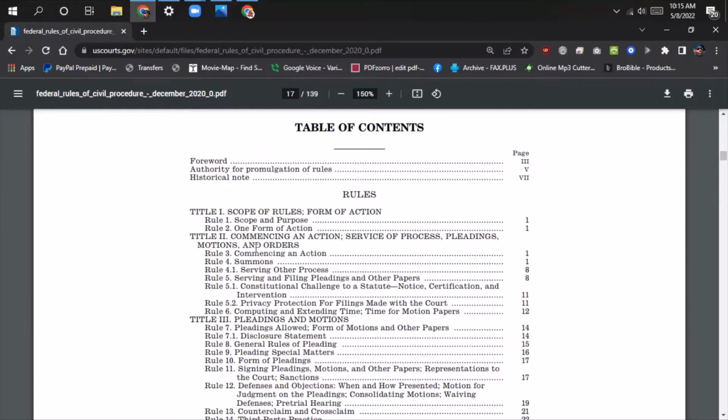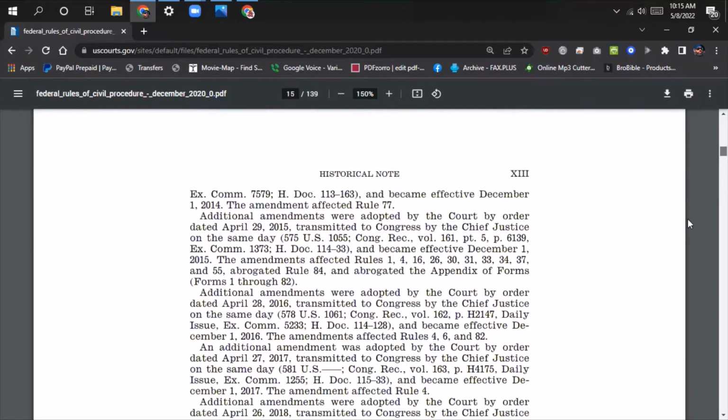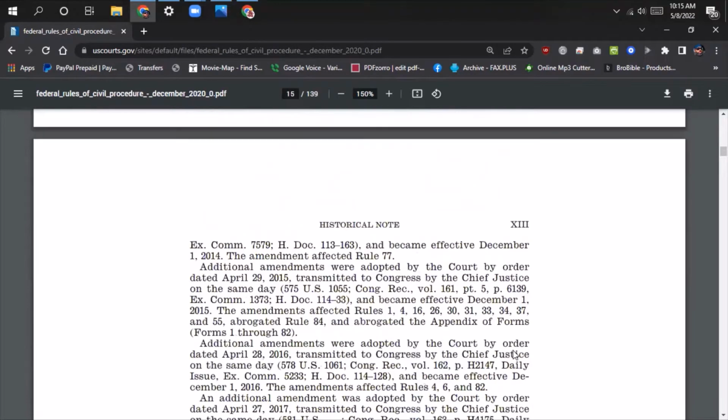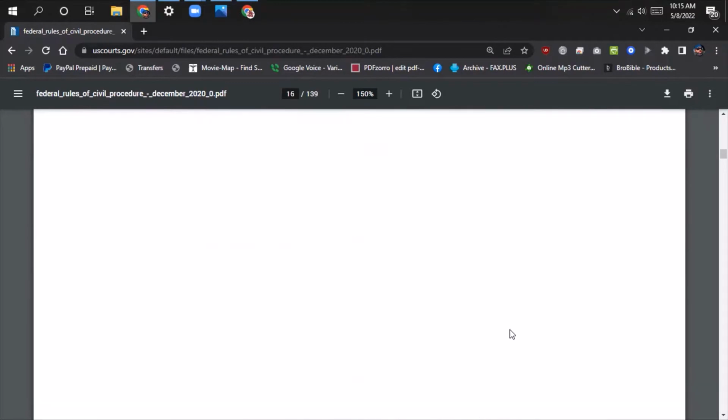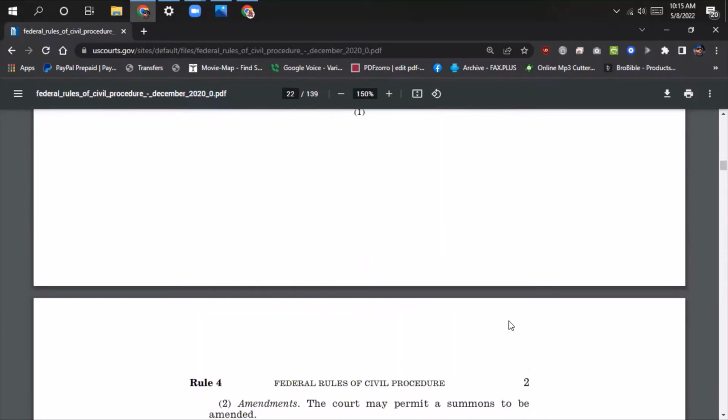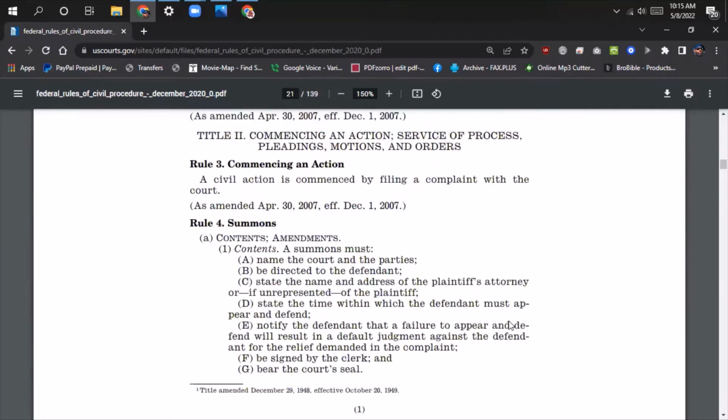We're going to scroll down to rule 4, which is actually going to be page 8. It can't be page 8, because this is saying 17 already. So rule 4.1, page 8 in this document is actually, where's this page number? I'm not seeing a page number. All right, we'll just scroll down. Sorry for this. Right here, rule 4, summons.